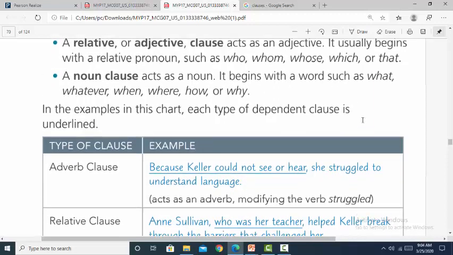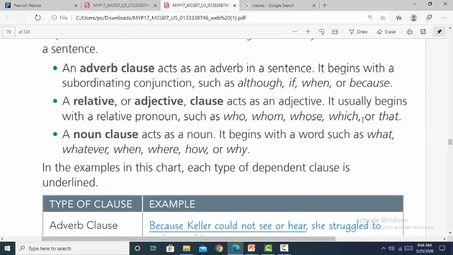We go back again to the adverb clause. It says adverb clause acts as an adverb in a sentence. It begins with a subordinating conjunction. So if you have a clause beginning with although, if, when, or because, this is what it is. Yes, excellent, adverb clause.